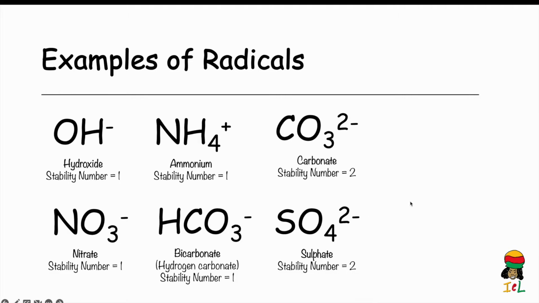For this course, we will only look at 7 radicals. The final one is phosphate, PO4 3-, 1 phosphorus atom bonding with 4 oxygen atoms and having a charge of 3 negative. As a result, the stability number is 3. If you notice, for the radicals, the stability number is just the quantity of charges, whether positive or negative. If it has 1 negative charge, the stability number is 1. If there is 1 positive charge, the stability number is still 1.